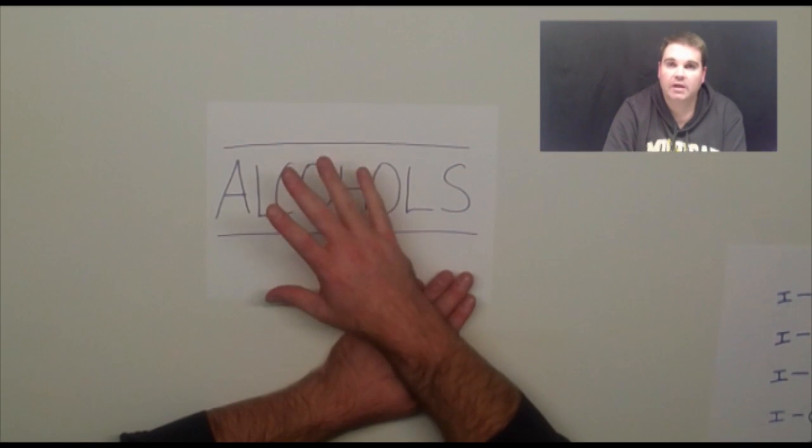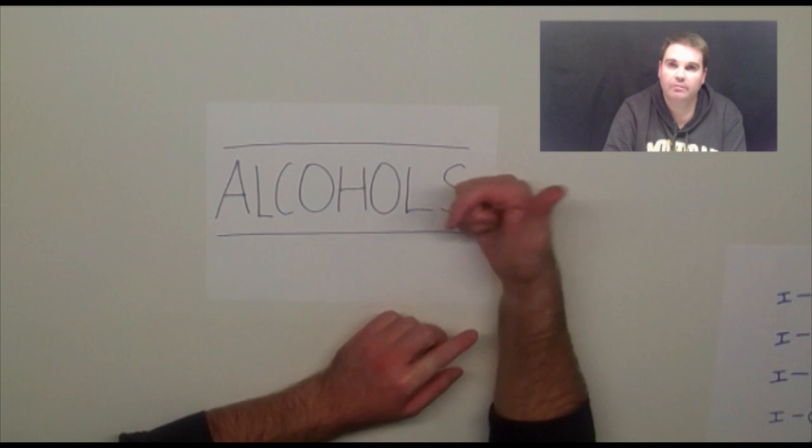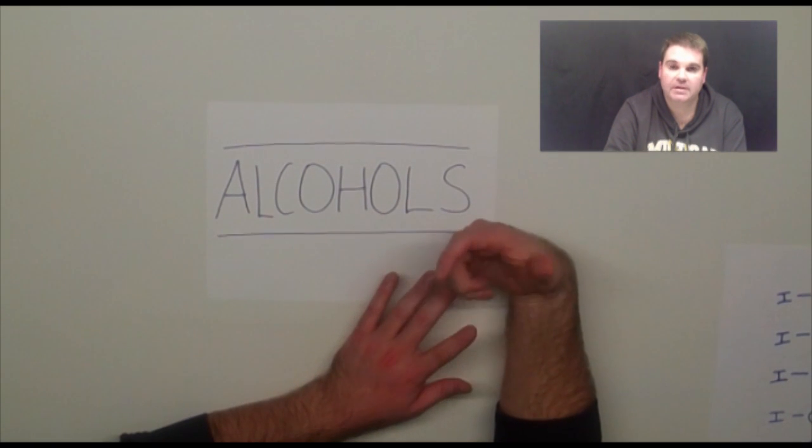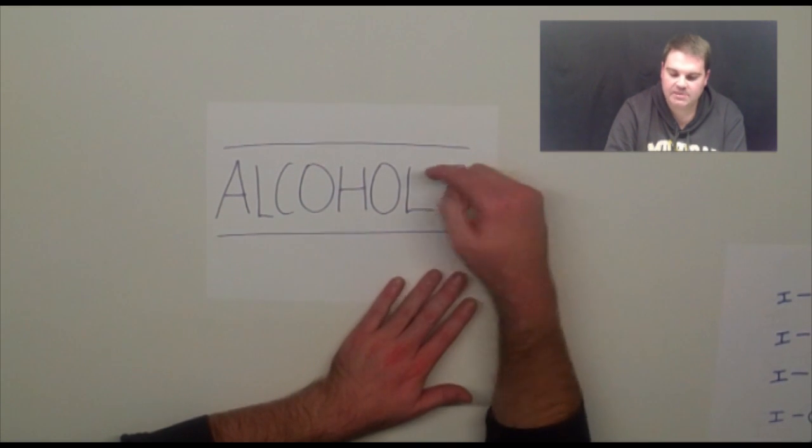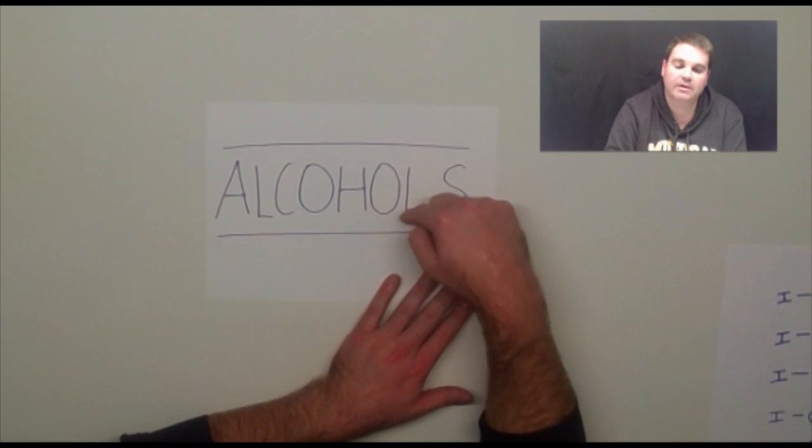Alright, so alcohols, basically with the naming of them, if it's just the alcohol group by itself, which is an OH, it ends in OL. So that's a really easy way to do it.